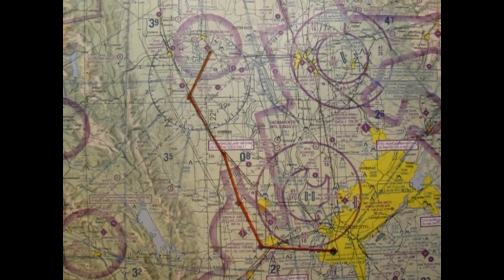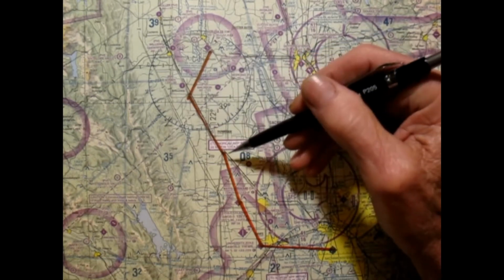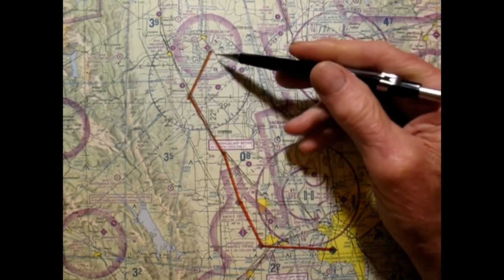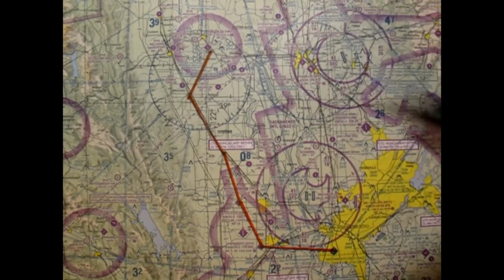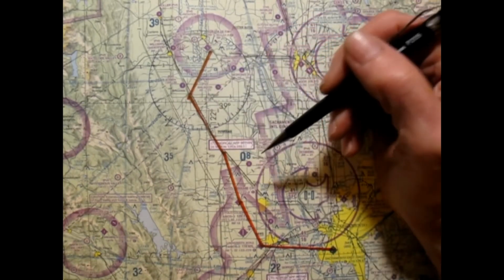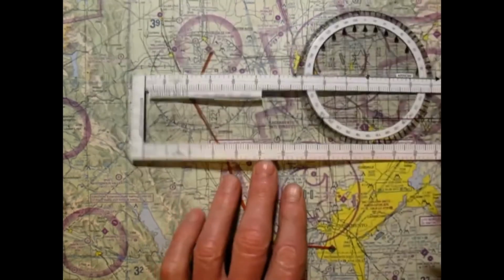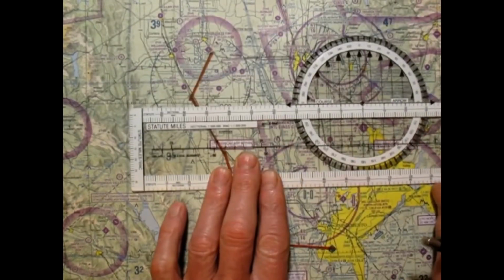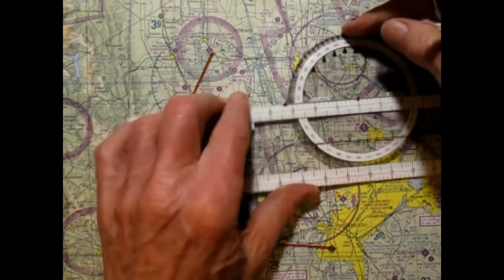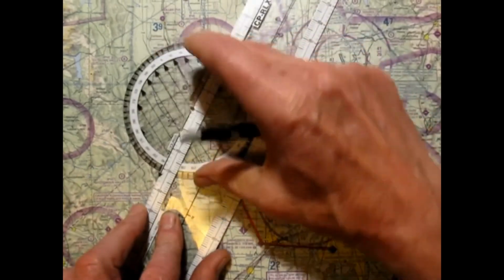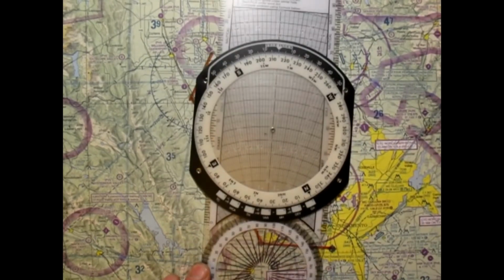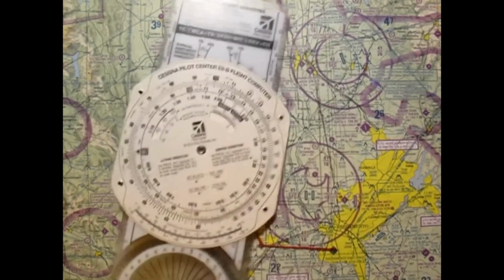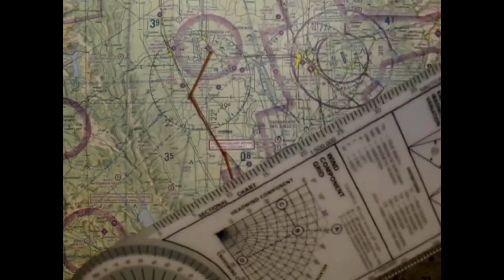So now we need to get the distances for each leg, and then we want to determine the altitude to fly for each leg. So to get the distances, we're going to use the plotter. This is the one we used in the first video, remember, when we determined the course headings and everything. But I think for this video, we're going to use the plotter that comes with the E6B. So let's just take this apart.